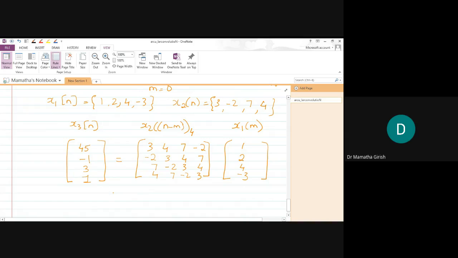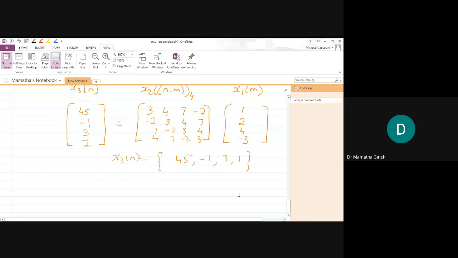So therefore, these are the elements of x3 of n. x3 of n is 45, comma, minus 1, comma, 3 and 1. See the amount of time you can save over here. It's pretty simple and the quickest method. If the examiner doesn't specify which method, it's your choice to use any method. Is it clear? Is the second method clear to everybody? Yes, ma'am. Can we go on to the third method?